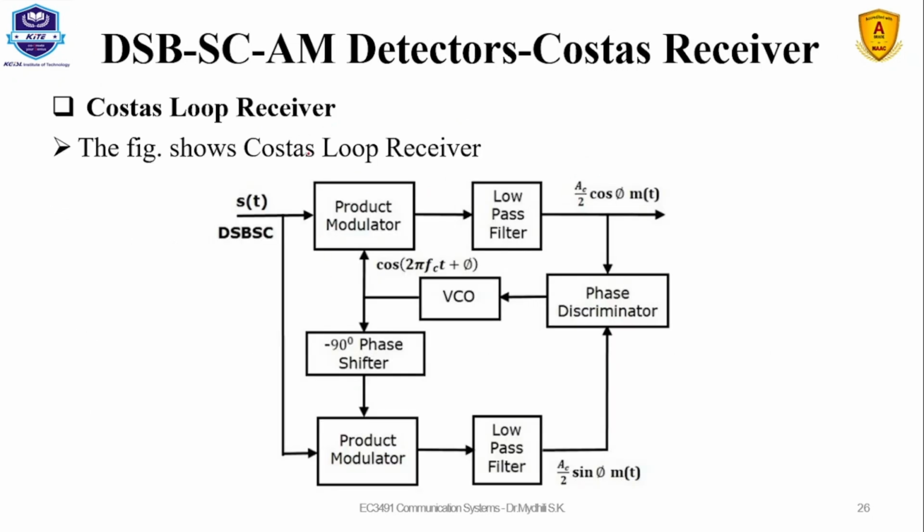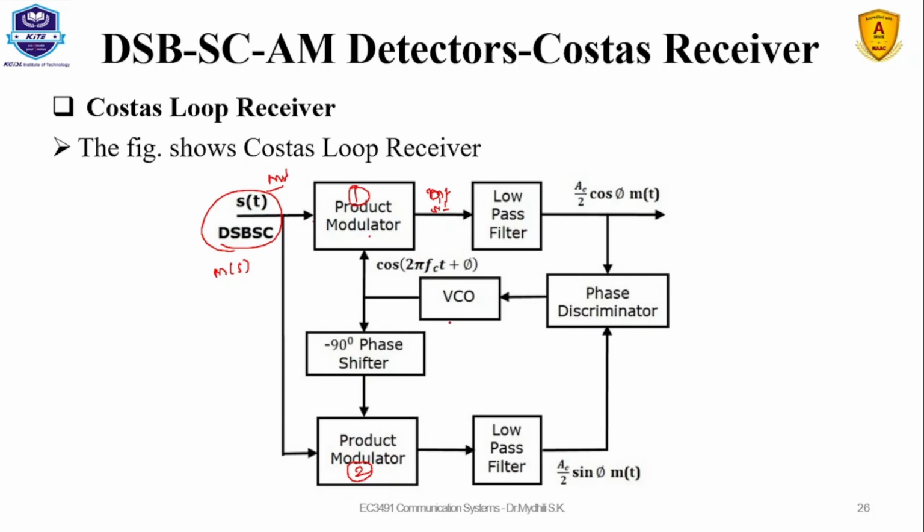Next is the Costas loop receiver. The figure below shows the Costas loop receiver, where two product modulators are used. So we are going to get two modulation outputs, V1 of t or S1 of t. The message signal M of t, obtained from the double sideband suppressed carrier AM, is fed to the product modulator. We know for a modulator we have to feed the message signal and the carrier signal.